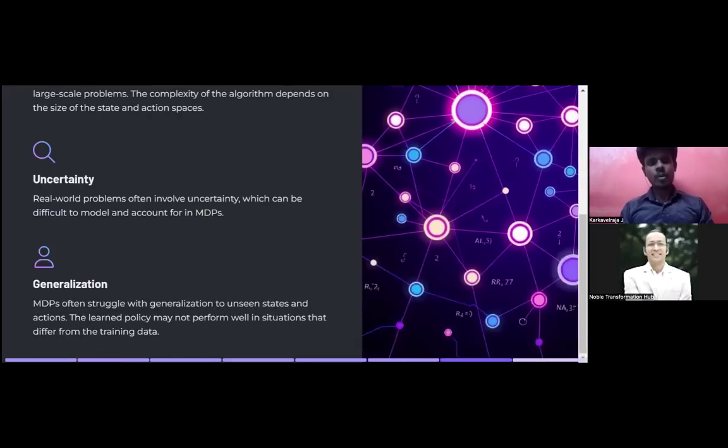Uncertainty. Real world problems often involve uncertainty, which can be difficult for the model to account for in the MDP, because MDP is a mathematical approach. It is not learning from past experience or doing something different. It's a mathematical model. So uncertainty is going to be there for a real world problem.